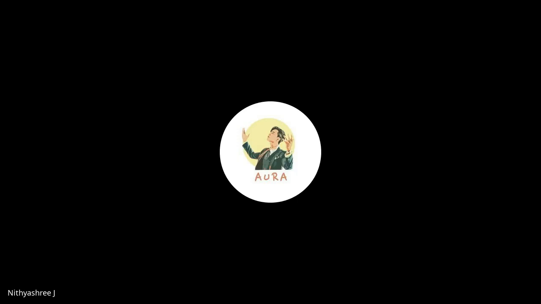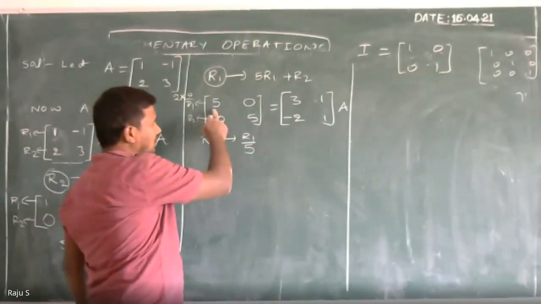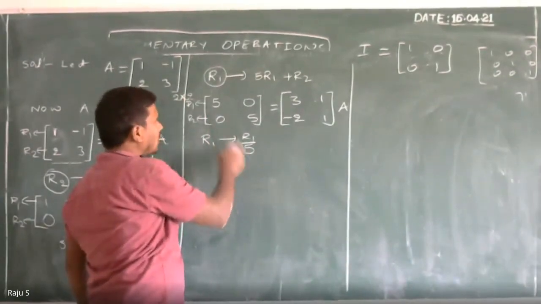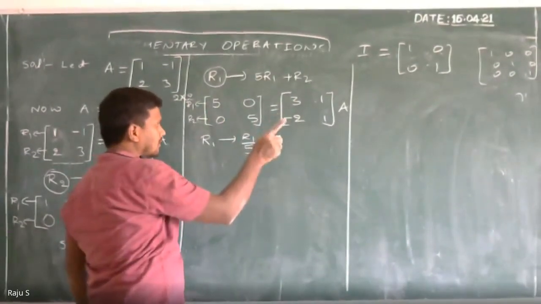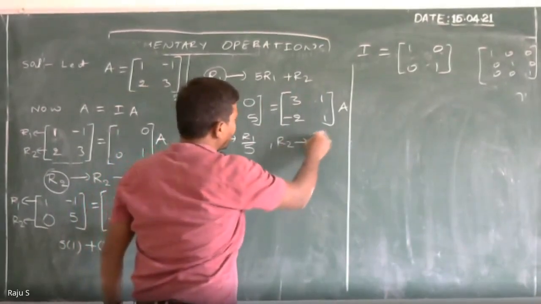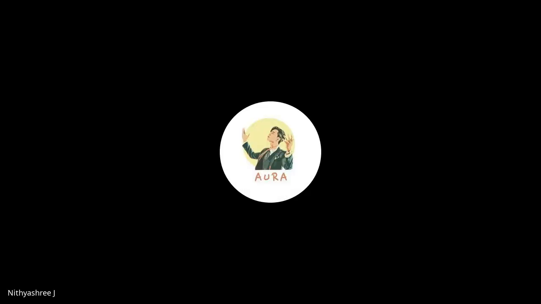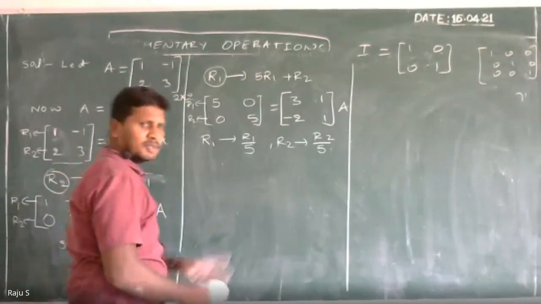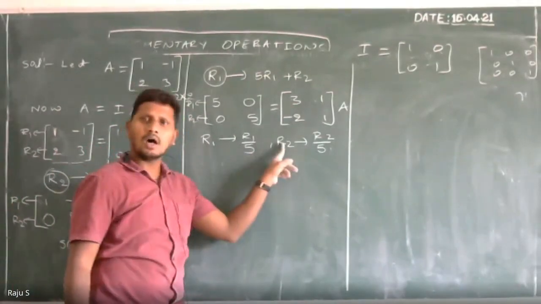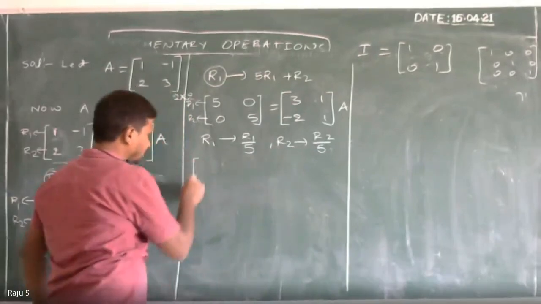R1, 5. Shall I do it like this? First row I want to divide with 5. Then 5 by 5 becomes 1. You'll get identity. In the same way R2, second row also dividing with what? 5. That's it. So first, here both will be changed. R1 will be changed, R2 also will be changed. Okay, so write then.